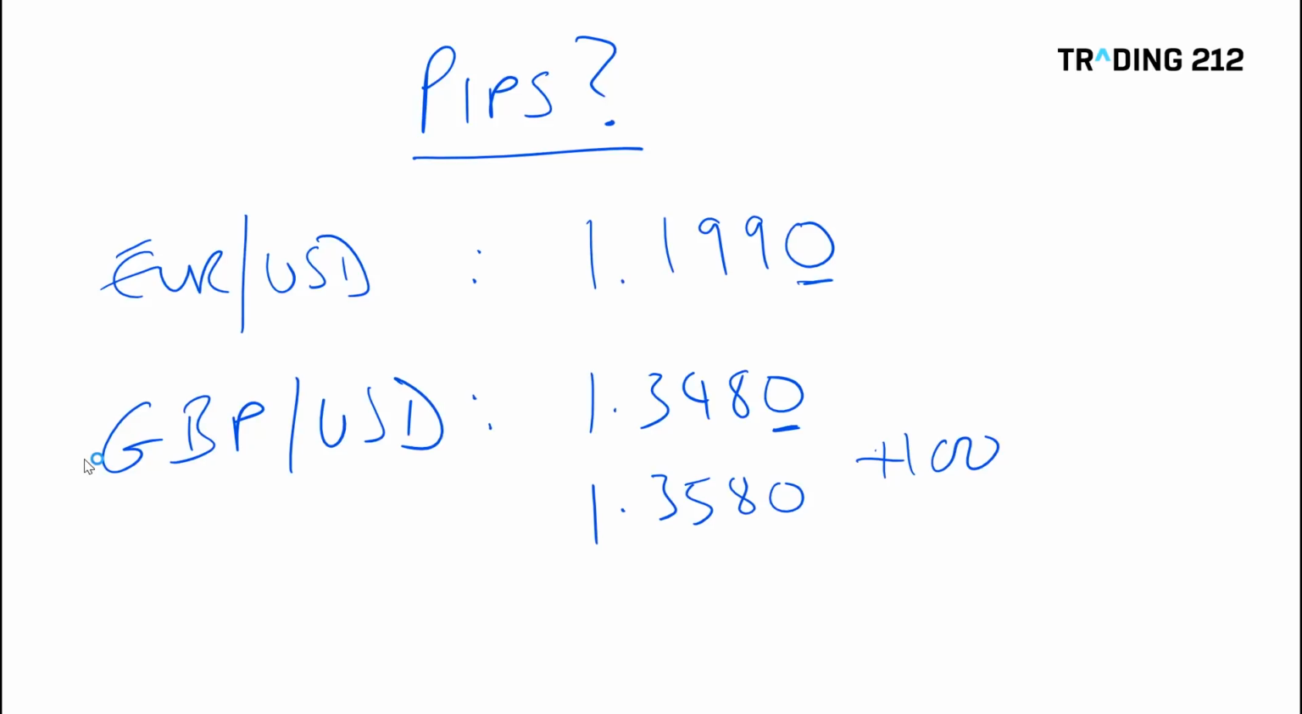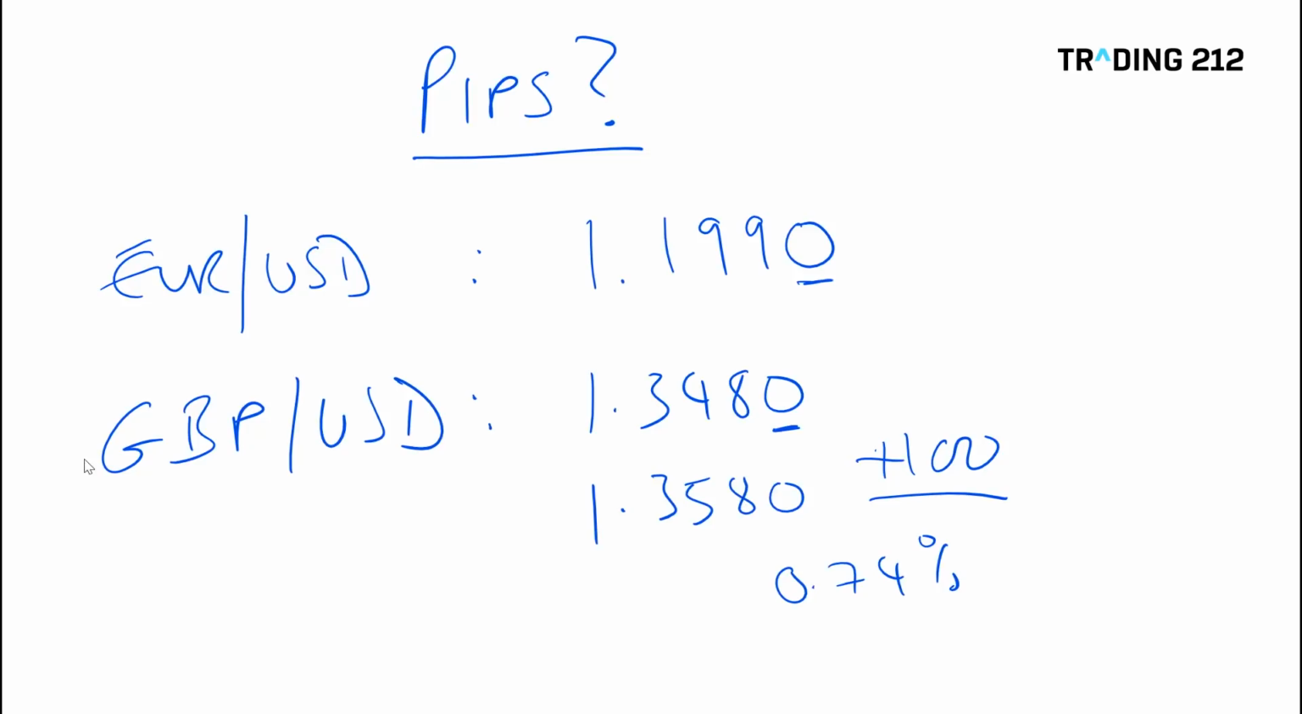So in percentage terms, that move of 100 points from 1.3480 to 1.3580 is actually only 0.74% of a move. But because we don't see currencies move 10% a day, this is why it's a relatively big move. And in point terms, it's 100 points. So hopefully that bit is clear.